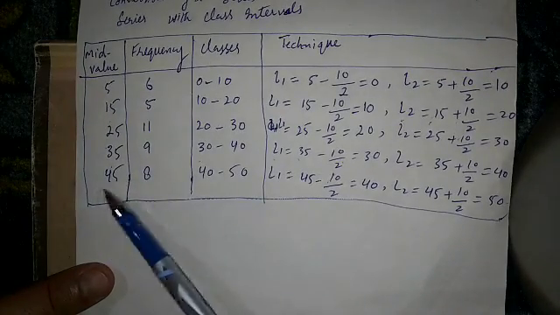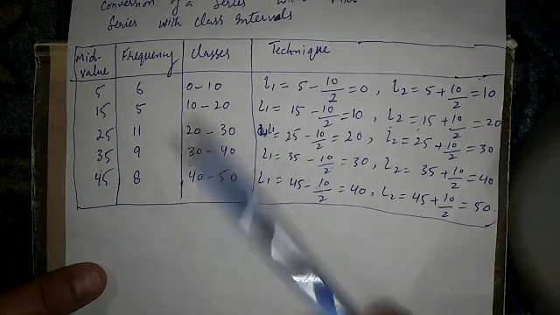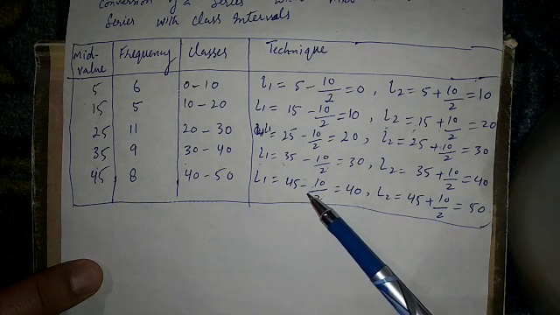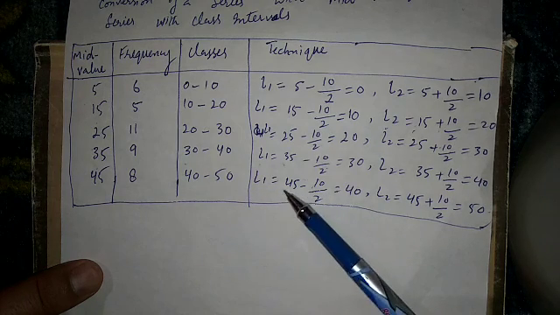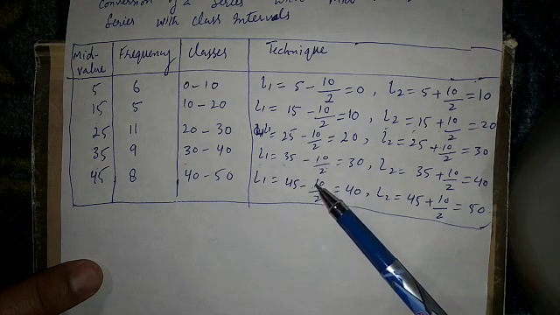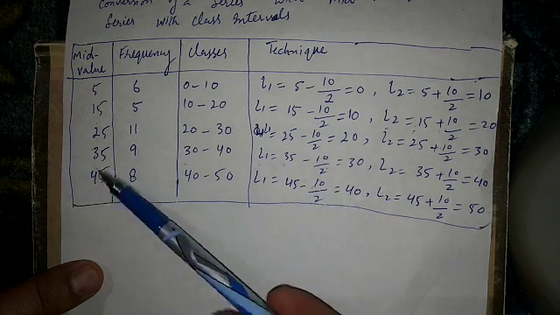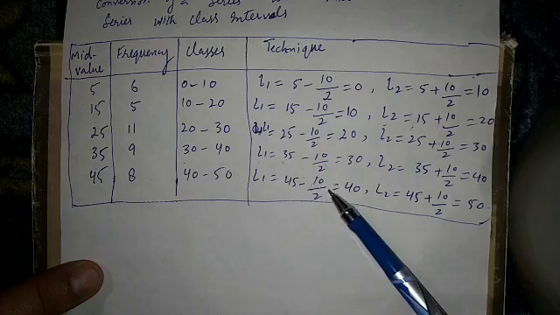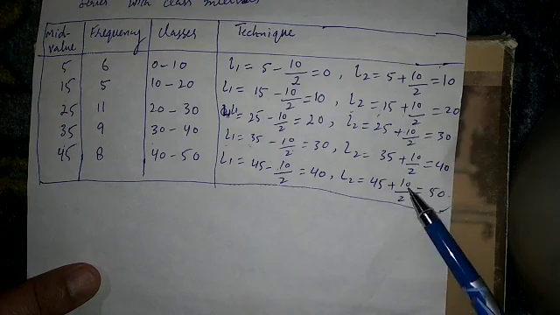Same is the case here when the mid value is 45. We get the lower limit equal to m minus half of I, the difference between mid values. M here is 45, and half of I: 45 minus 35 is 10, and half of it, 10 by 2, is equal to 5. So 45 minus 5 is equal to 40, and upper limit L2 is equal to 45 plus 10 by 2, that is 5, so 45 plus 5 is equal to 50.